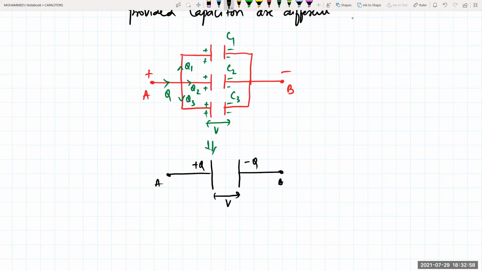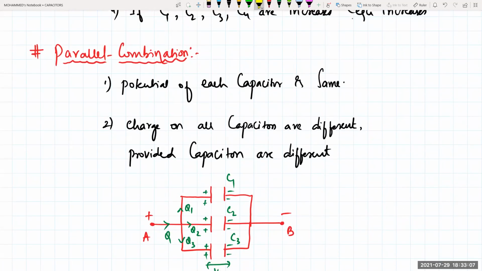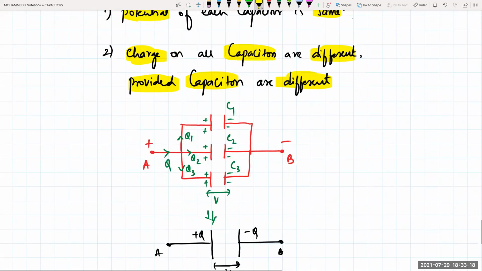This will be point A and this will be point B. So whenever parallel is given, try to make it as one single capacitor. Is it clear? Yes, sir. So in the capacitors, the potential in each capacitor is the same. The charge on the capacitors is different, provided the capacitors are also different. Is it clear? Yes, sir.